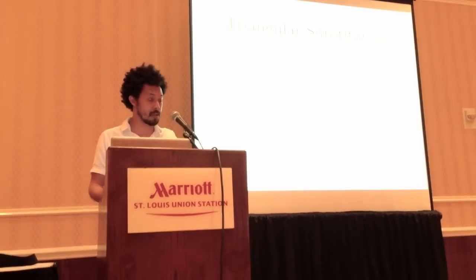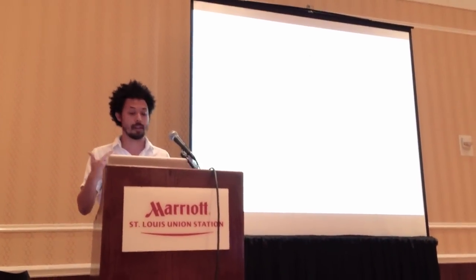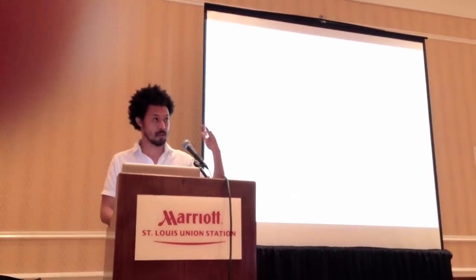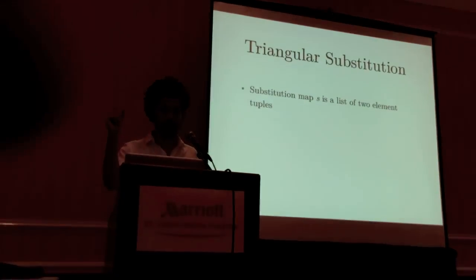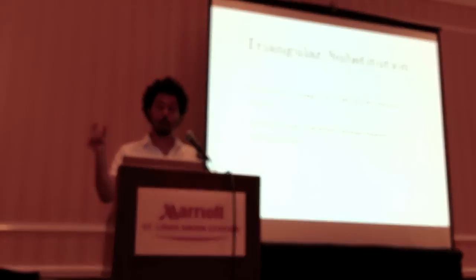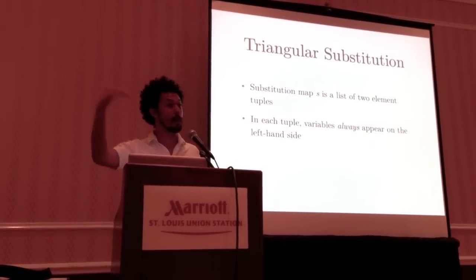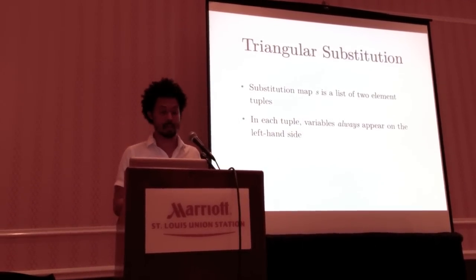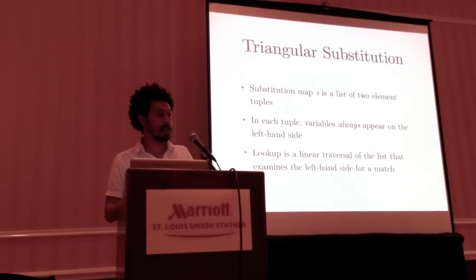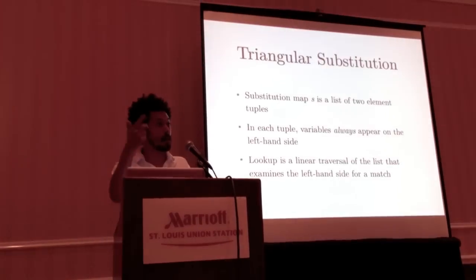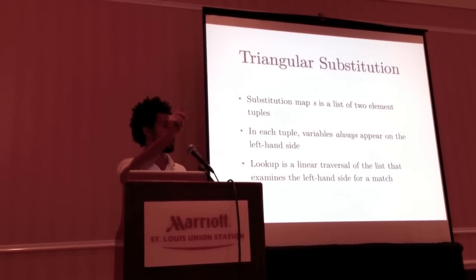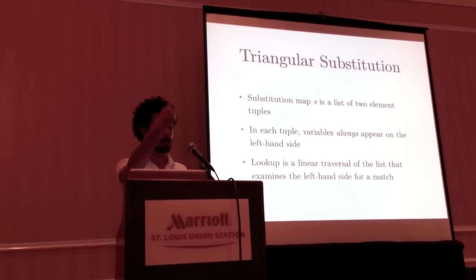So triangular substitution is the big idea in the way that miniKanren does substitutions. A substitution map is a list S. You'll see this in the source code, and it's a list of 2-element tuples, right? In each tuple, variables always appear on the left-hand side. It's not possible for a value to appear on the left-hand side. So it's very map-like. Lookup is a linear traversal over the list that examines the left-hand side, trying to find a match. So what are we going to do when we look up the value of the logic variable? We're just going to traverse the list looking for the variable that matches, and then we can grab that value.